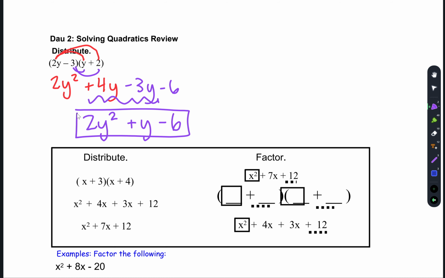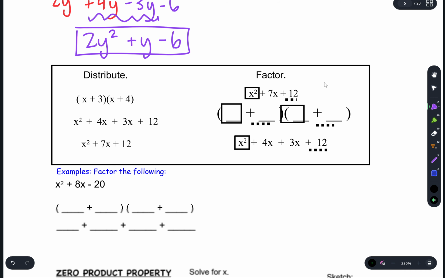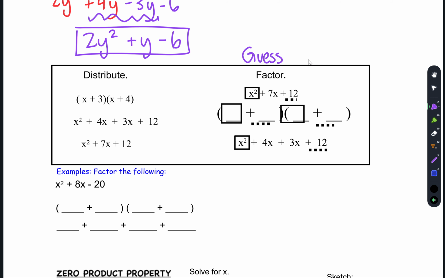Fantastic. So if we can distribute by figuring out those terms, the first two terms multiplied together, if we use FOIL, outsides together, insides together, last ones together, then we can do the same thing, but backwards to factor. I'm not sure how you guys learn to factor, but the way that I do it in all of my classes is called the guess and check method. And that's literally what we're going to do here.